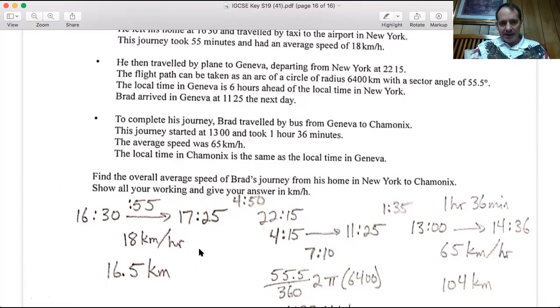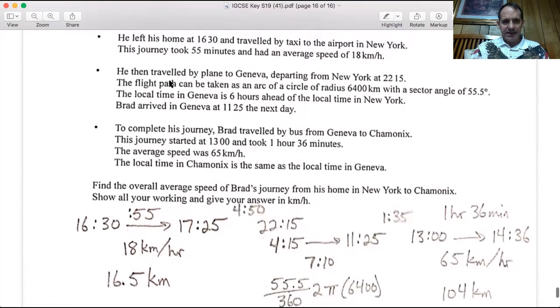So this is where we're at now on the clock. And then he travels by plane to Geneva, departing from New York at 22:15. So 22:15 minus the 17:25 means he waited in the airport for 4 hours and 50 minutes. So this is a part of the time that we need to keep track of, total distance by total time. Okay, but on the clock, it's now 22:15.